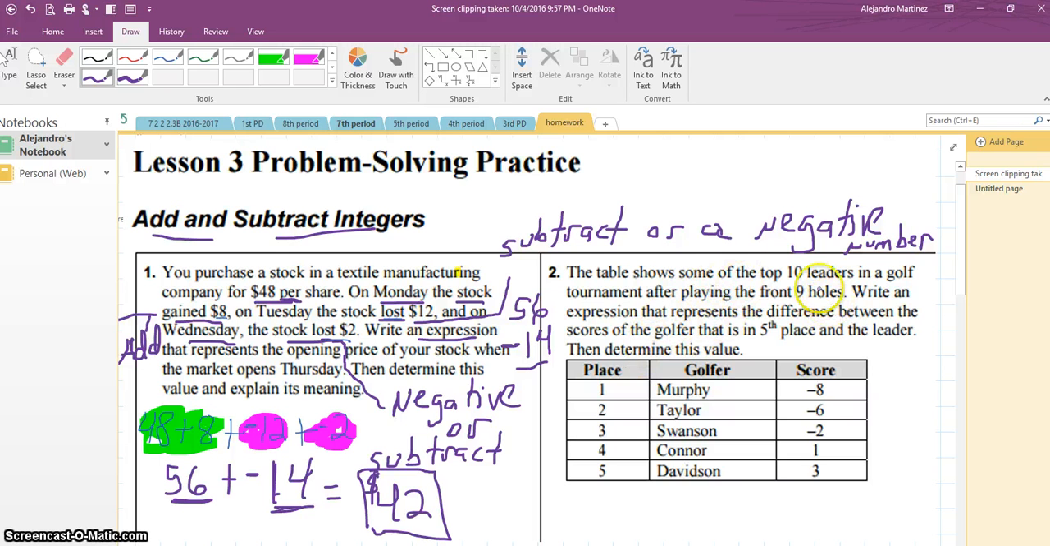The table shows some of the top 10 leaders in the golf tournament after playing their 9 holes. Write an expression that represents the difference. Look at the keyword. Difference. And this difference means subtract. Okay, subtract. So between the scores of the golfer that is in 5th place and the leader. So first of all, who is the one in 5th place? Okay. So look at it.